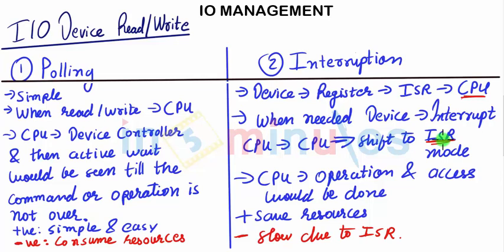Interrupt, whenever data is ready, you want to write, or a status is changed, you will simply be raising an ISR. The CPU will understand the ISR and do the necessary job. This saves resources, but it reduces the speed of communication because of the CPU shifting from normal mode to ISR serving mode again and again.